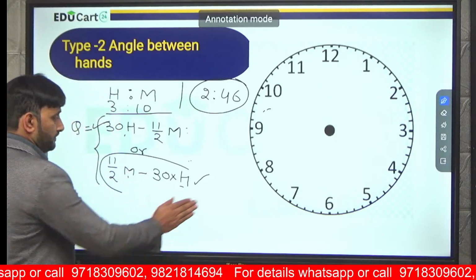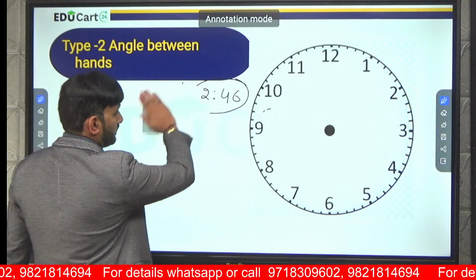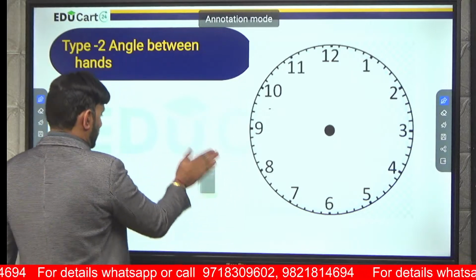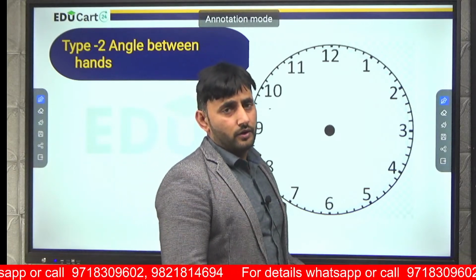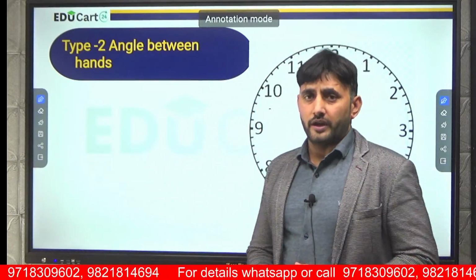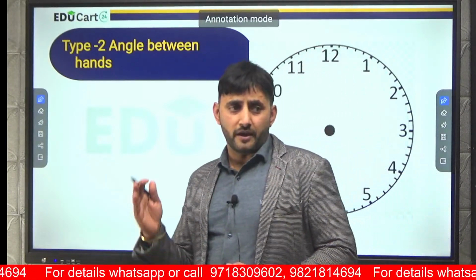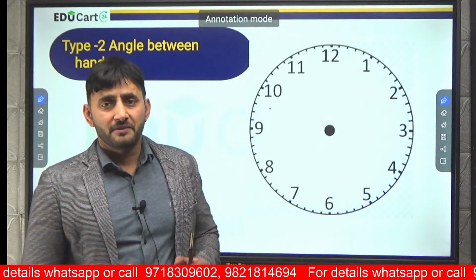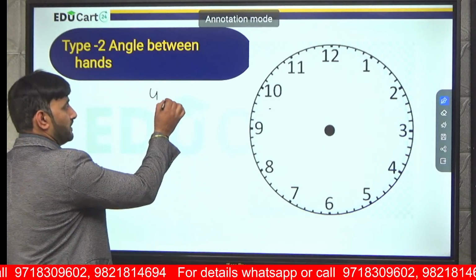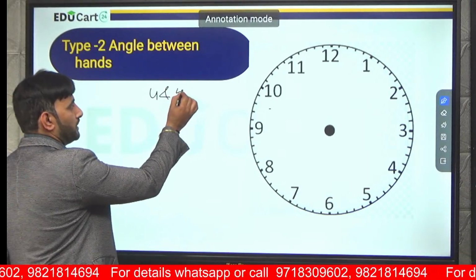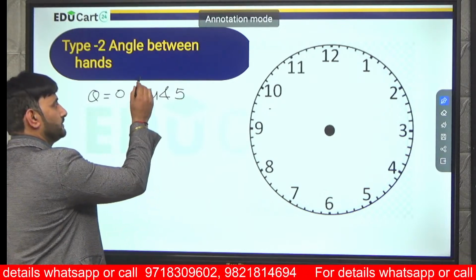At what time between 4 and 5 o'clock are the minute and hour hands coinciding, overlapping, pointing in the same direction? It means theta is 0 degree, they are one above the other. It means theta will be 0 degree.